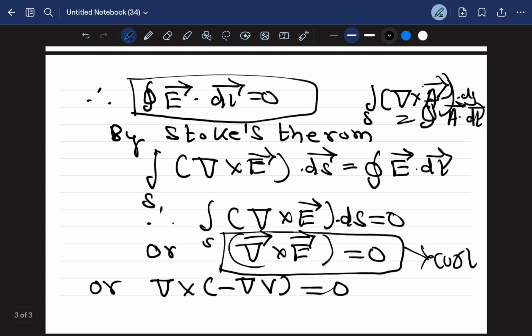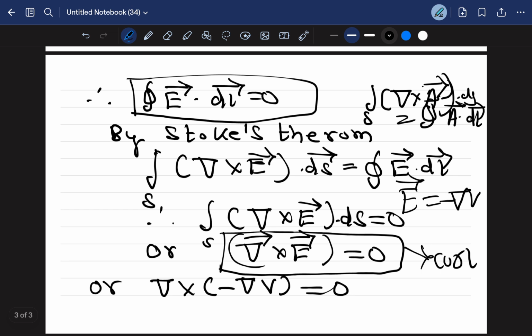Again, we can write the electric field as the negative gradient of the potential V. So E equals minus del V. Now we can put this in the equation del cross E equals 0. So we get del cross of minus del V equals 0. So we can relate the potential with the electric field, all those things.